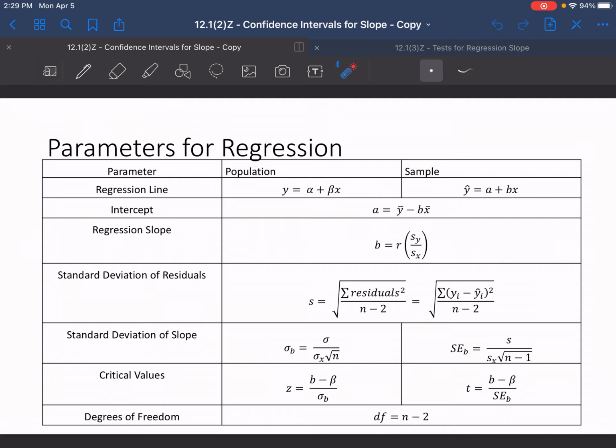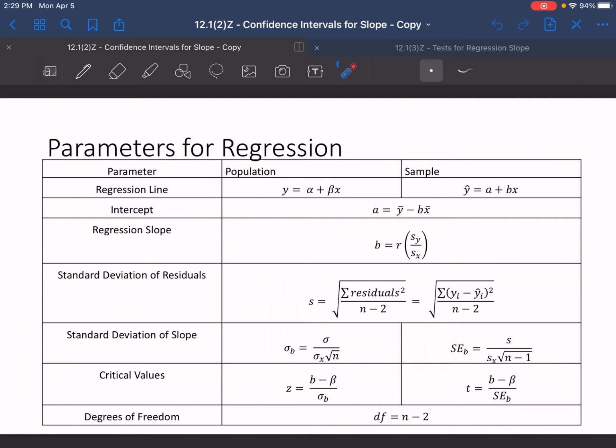So first we need to understand the regression line formula itself. If we're looking at the sample regression line, then that's going to be y hat is equal to a plus bx, where a is our y-intercept, and if we wanted to find our y-intercept, we could use this formula, and b is going to represent our slope, and if you needed to define b, you could use this formula right here.